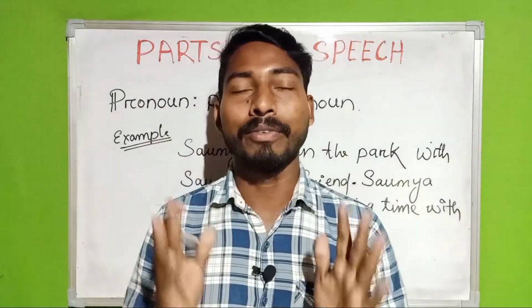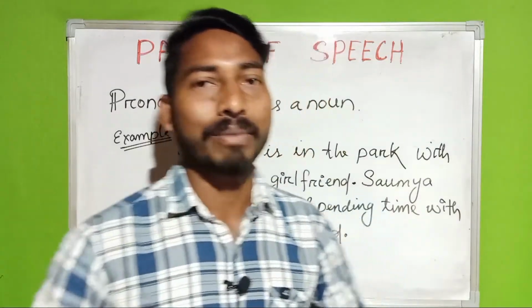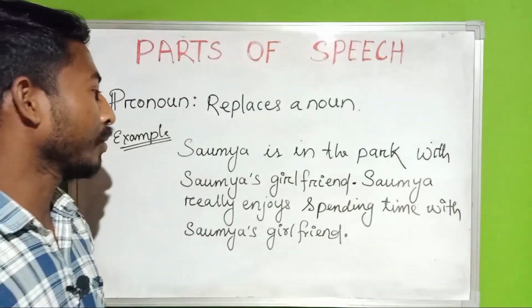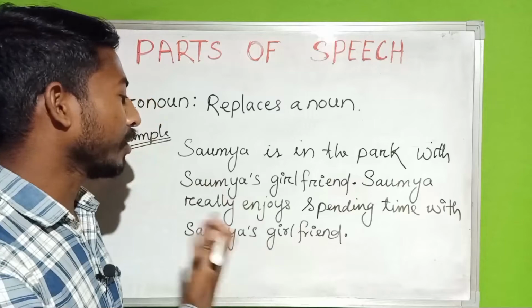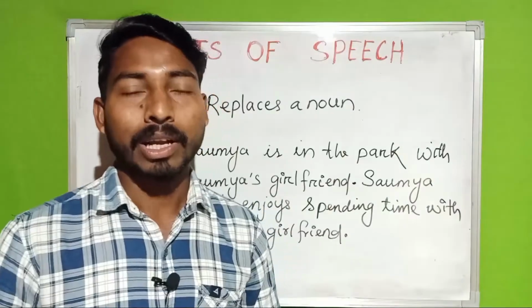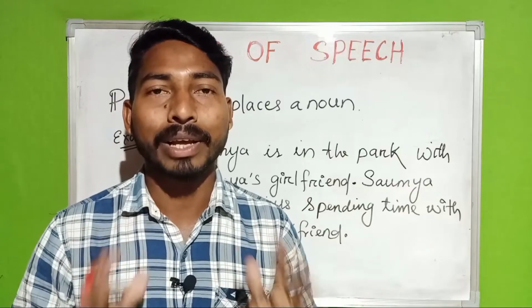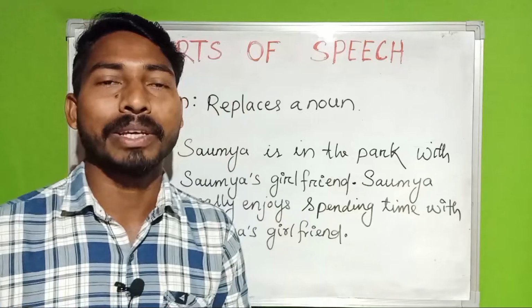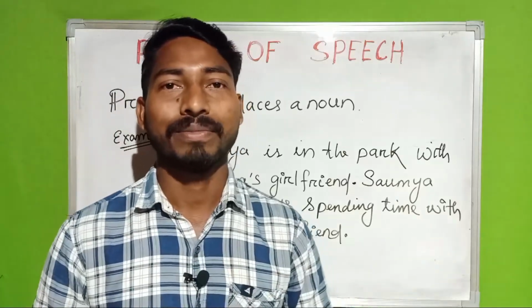Now this is going to be a very interesting one. Just look at the example that we have taken. Okay, Soumya is in the park with Soumya's girlfriend. Soumya really enjoys spending time with Soumya's girlfriend. Now of course this sounds really stupid. Can you tell me why? Can you tell me what's the problem in this sentence?